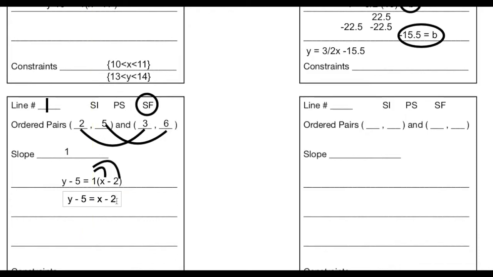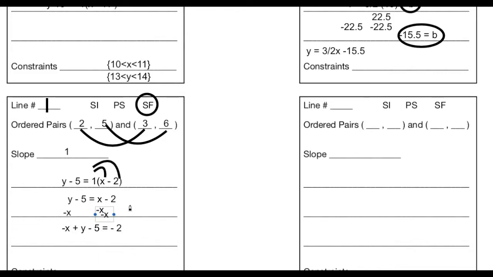Now, standard form has x and y on the same side. So the next step that we're going to do is subtract x from the right side, and then subtract x from the left side. So what we have now is negative x plus y minus 5, and then this x is gone, and we have negative 2 on the right side.